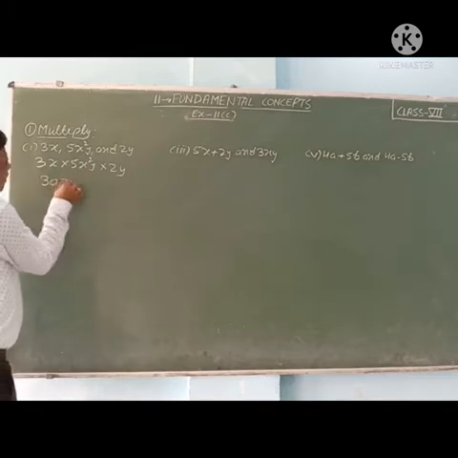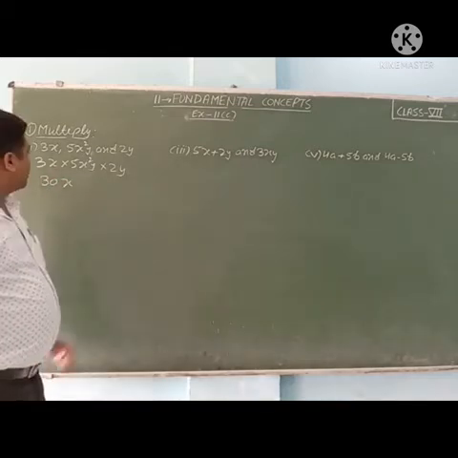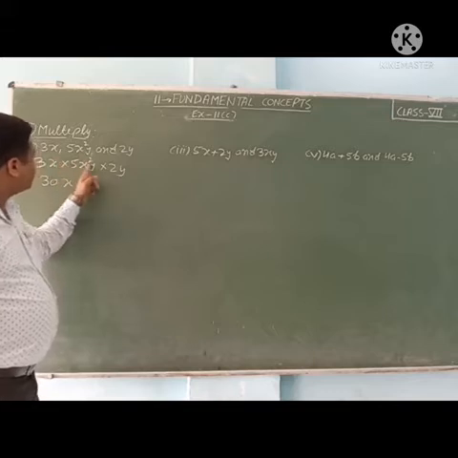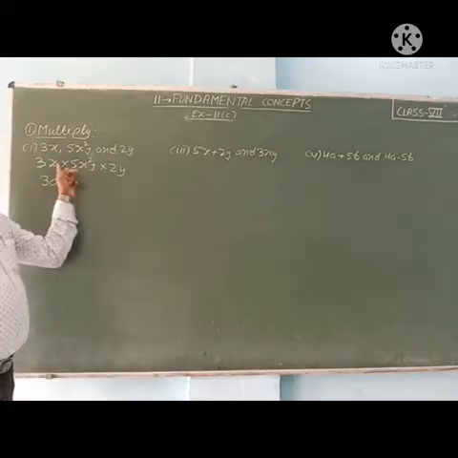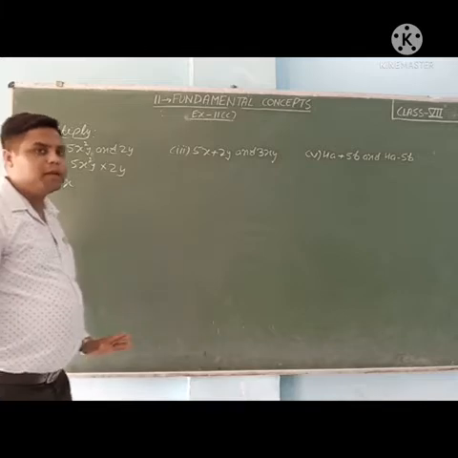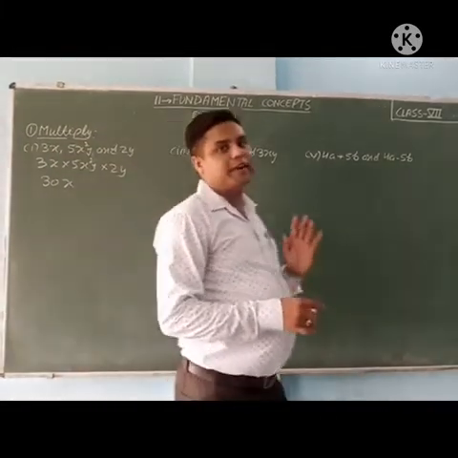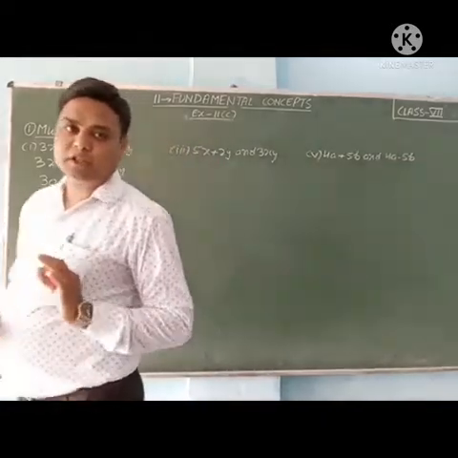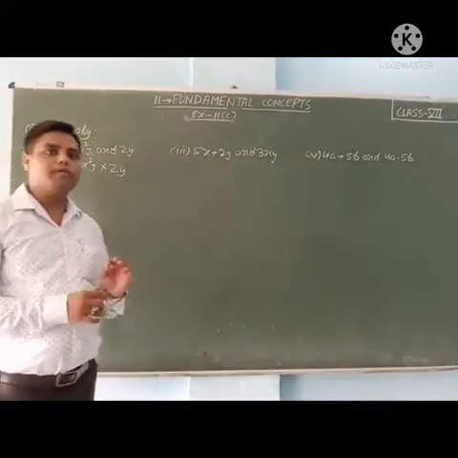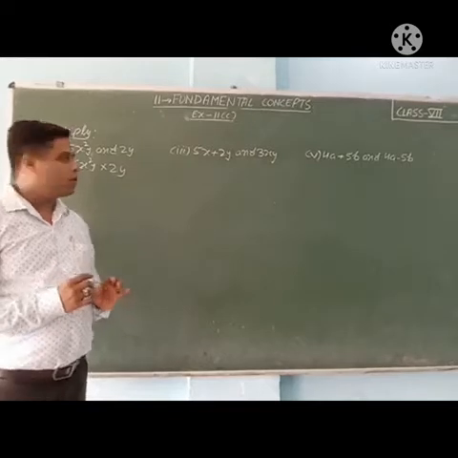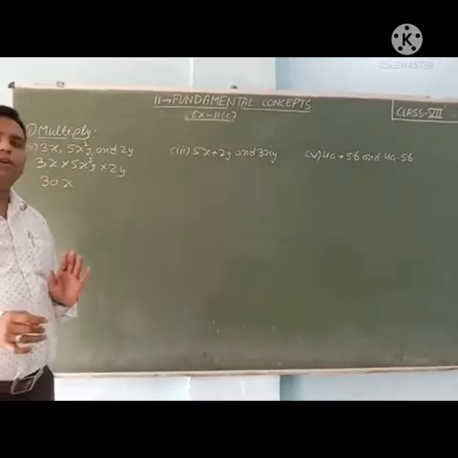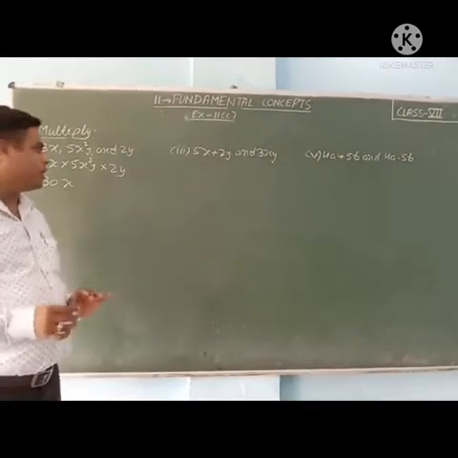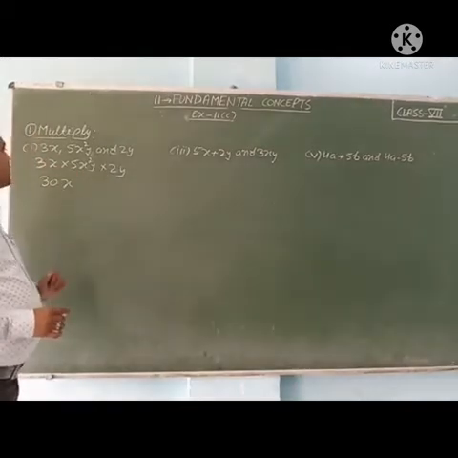So about the x, here the power is 1, here 2, here x has power 1, here 2. In multiplication we will not see whether terms are like or unlike. Only in addition and subtraction do we check whether terms are like or unlike. So it doesn't matter in multiplication. 3 times 5 is 15, times 2 is 30.